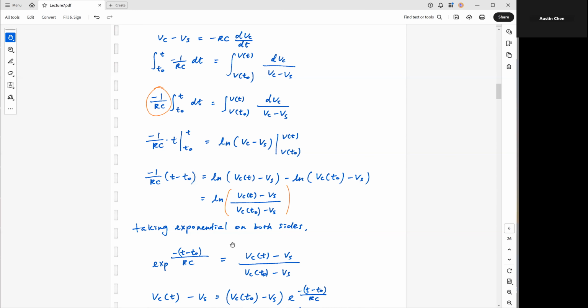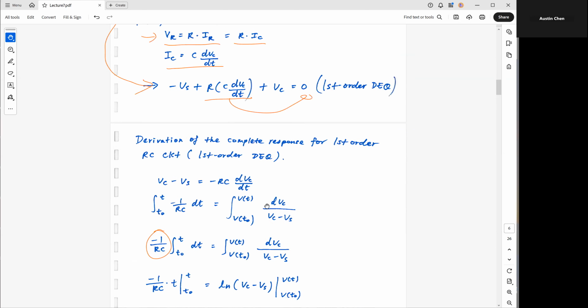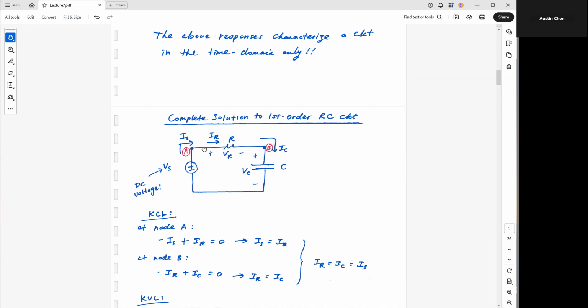So I end up with VC of t minus Vs divided by VC at t0 minus Vs, which is just this term here in the bracket. And on the left side, I have this exponential function raised to negative t minus t0, divided by RC. You may recall this RC is nothing but your time constant. Going back to the circuit, I have one R and one C, so the time constant of this circuit is simply R times C, the RC time constant.